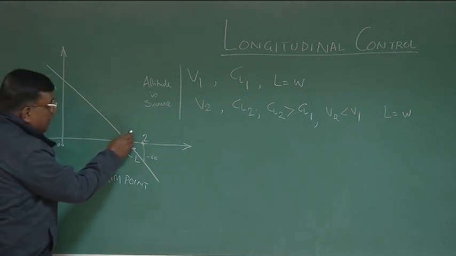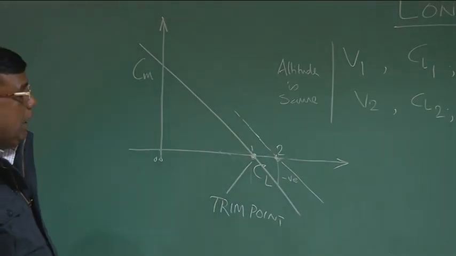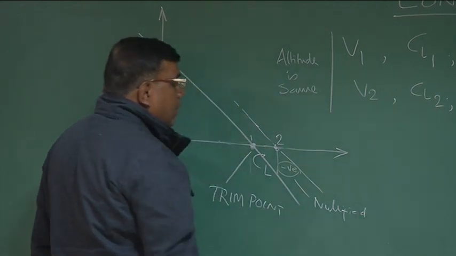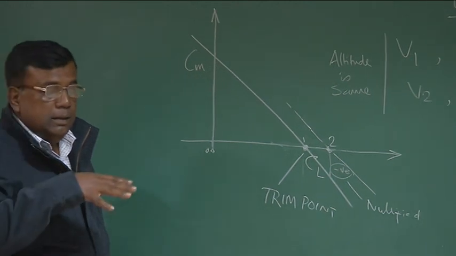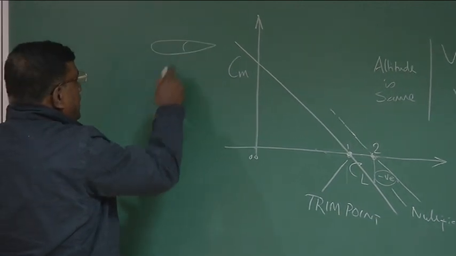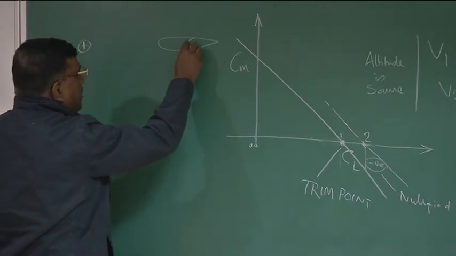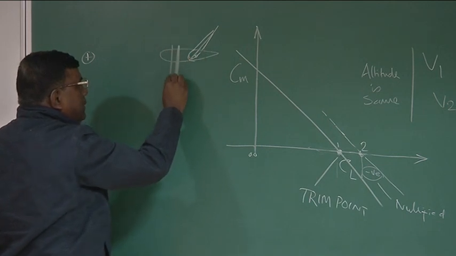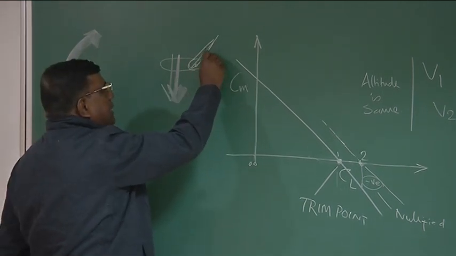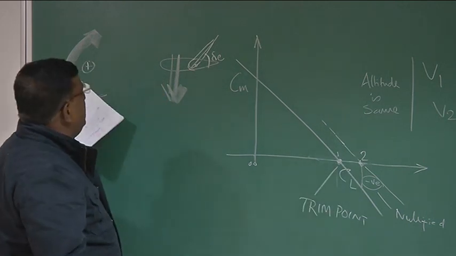So if I want to really fly at this point, I have to ensure that this negative moment is nullified by a positive moment. And how can I get that positive moment? Recall this is the tail, this is the elevator, and CG is somewhere here. If I want to generate a positive moment, I have to put the elevator up. If the elevator is up, force will come downward, which will give me a positive moment. That means I have to deflect the elevator in such a manner at Cl2 that whatever negative moment is generated here gets nullified by this positive moment.